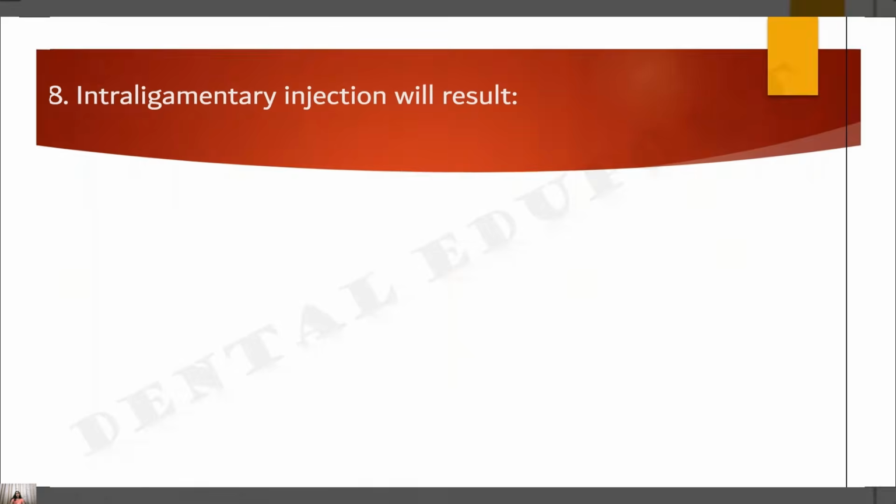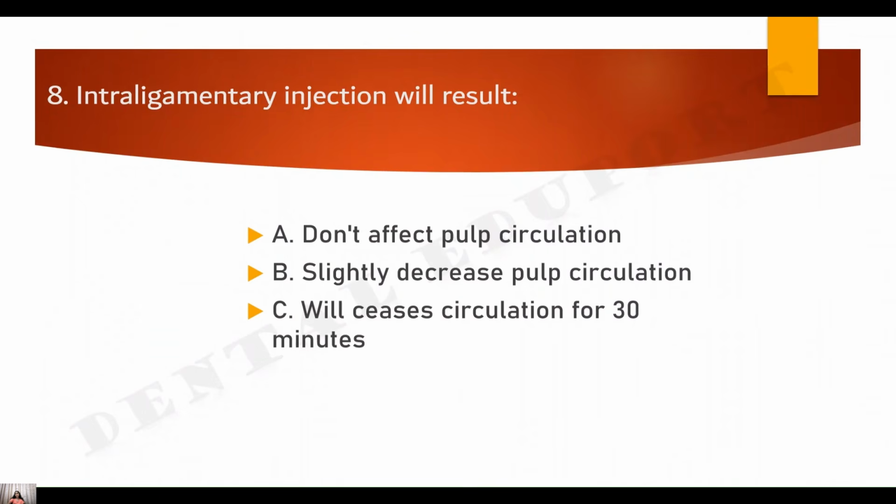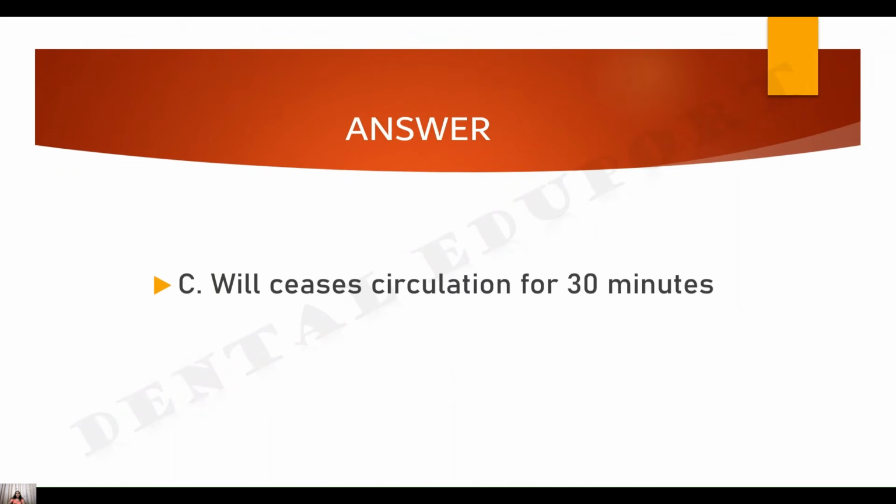Now, intraligamentary injection will result: A. Don't affect blood circulation. B. Slightly decrease blood circulation. C. Will cease circulation for 30 minutes. D. Will increase blood circulation. The right answer is C. Will cease circulation for 30 minutes.